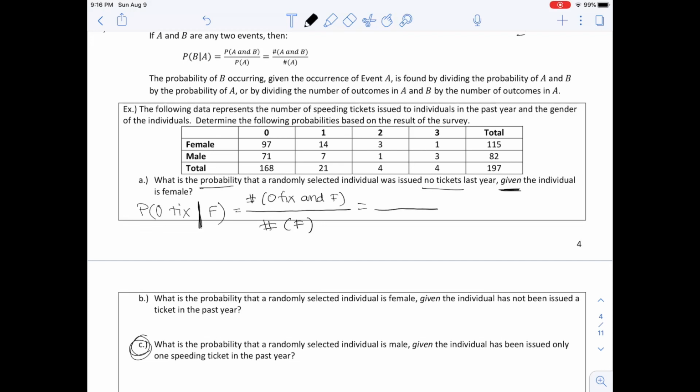So from here, the total number of people that are female is going to be 115, and that's going to go in our denominator. And then the numerator is going to be the number of people that have 0 tickets and are female. And so 0 tickets and female is going to be that 97 in here. Dividing this out, rounding to 4 decimal places, we get 0.8435.